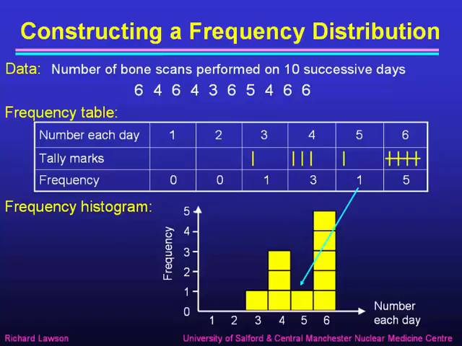1 day we did 5 bone scans, and on 5 days we did 6 bone scans, so we have 5 blocks in the final column. So the height of each block on this histogram shows how often, shows the frequency, in other words, of that number of bone scans in a day. That's the data that we're going to be analysing.